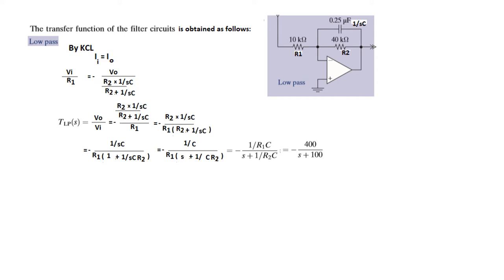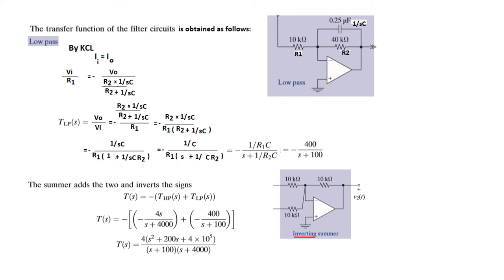Okay, now there is a summer inverter circuit. It is summing the two inputs and then inverting, and that is why the final transfer function will be the transfer function of the high pass inverted and also the transfer function of the low pass inverted. So we can write it like this and then plug in the values of T_HP and T_LP and solve this. This is the answer that we get, and this is what was desired. So we can say that the circuit realizes the desired transfer function.